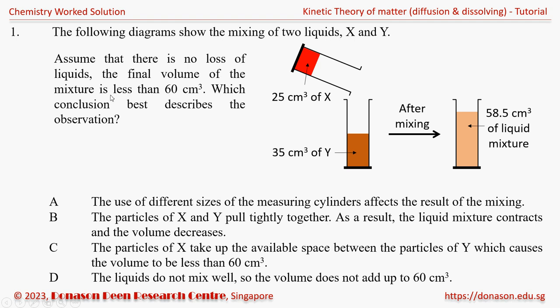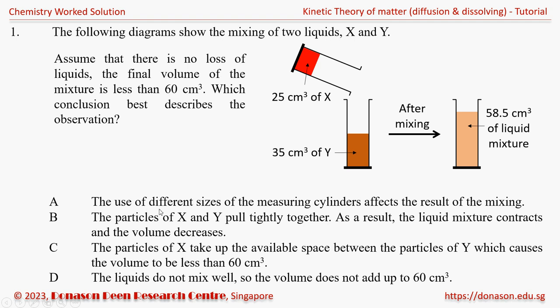The final volume of the mixture is less than 60 cm cube. Of course, when you add 25 and a 35 cm cube, it should add up to 60 cm cube. But what the question says is the final volume of the mixture is less than 60 cm cube. Now, of course, if you look at it, it states here 58.5 cm cube of the mixture. Which conclusion best describes the observation?